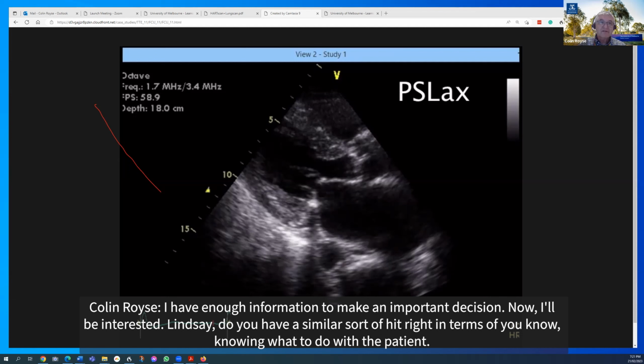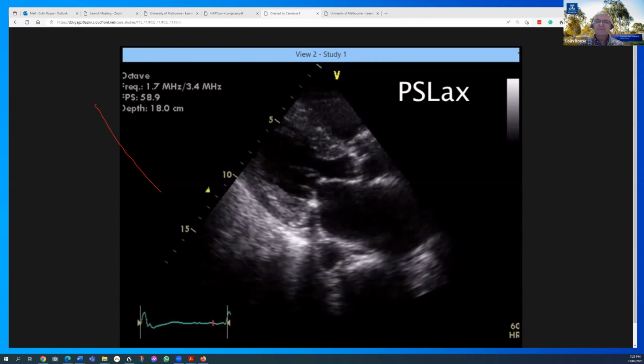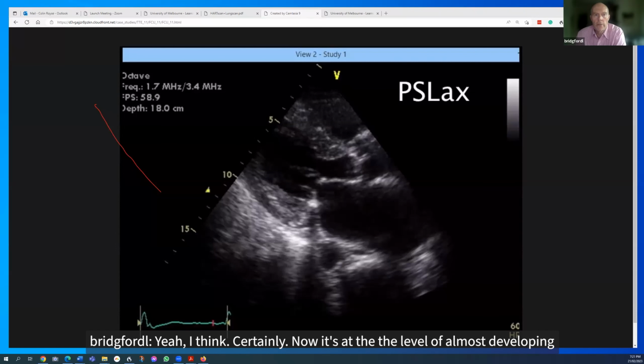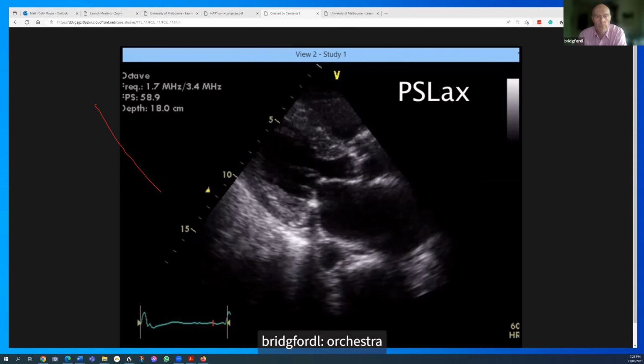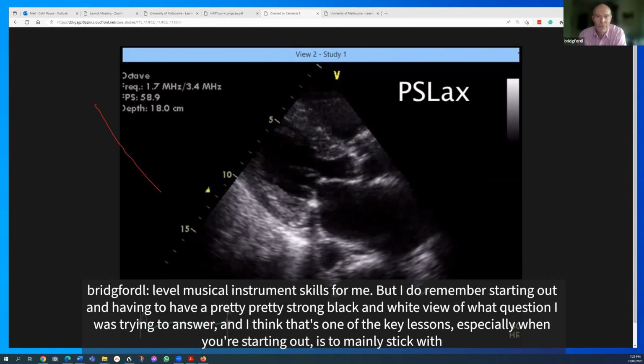Now, I'd be interested, Lindsay, do you have a similar sort of hit rate in terms of knowing what to do with the patient? Yeah, I think certainly now it's at the level of almost developing orchestra level musical instrument skills for me. But I do remember starting out and having to have a pretty strong black and white view of what question I was trying to answer.